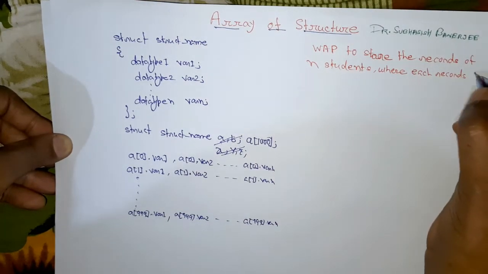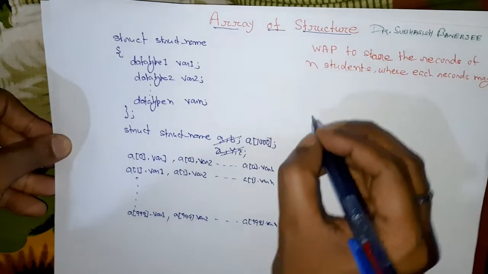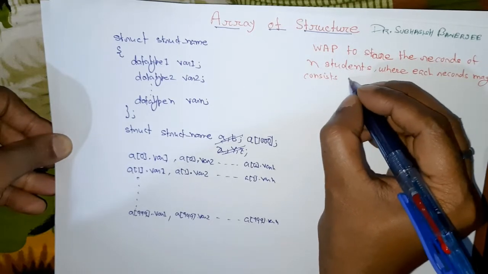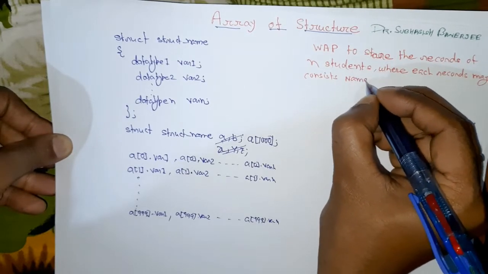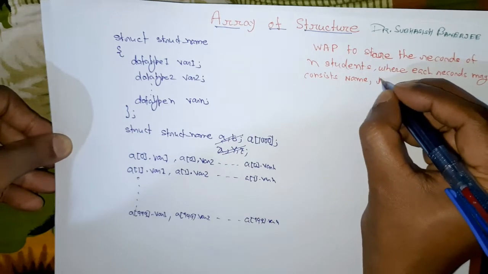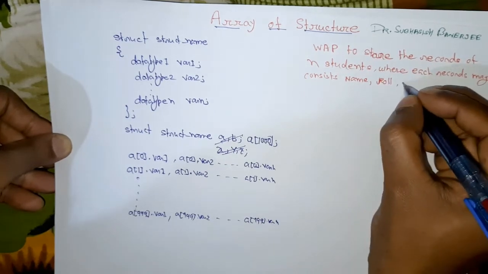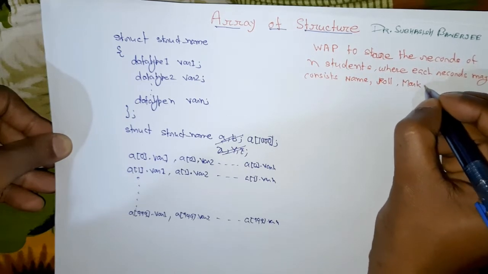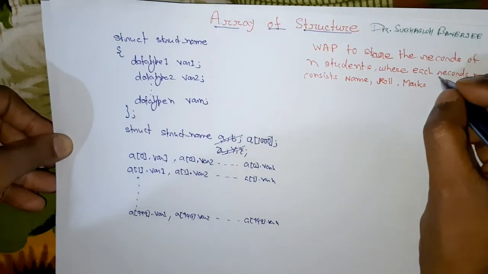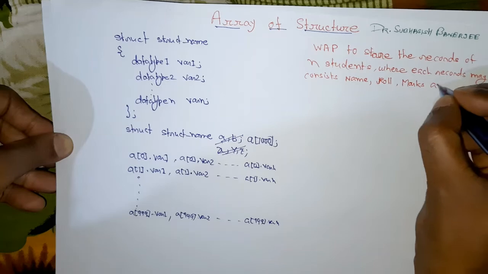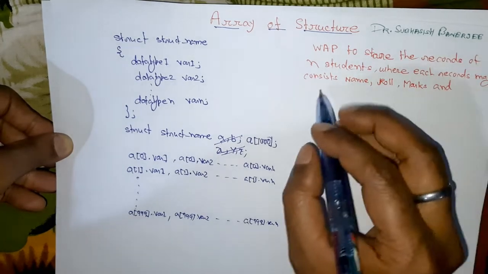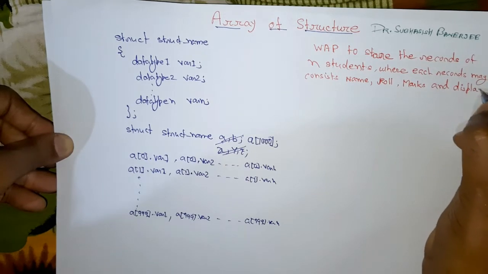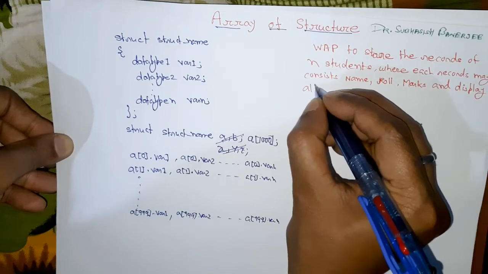So each record may consist of name, roll number, and marks. After this, each record will consist only of name, roll number, and marks, and we display all the records or display the same.